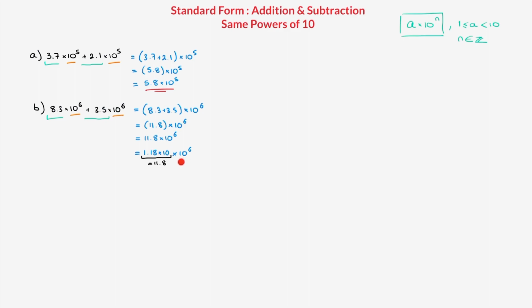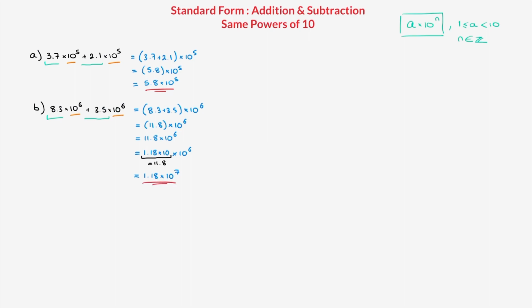Now, when multiplying this 10 to the power of 6 by 10, it turns into 10 to the power of 7. And so, replacing 10 times 10 to the power of 6 by 10 to the power of 7, we obtain our answer written in standard form. That's 1.18 times 10 raised to the power of 7. And that's the answer. I carry on.